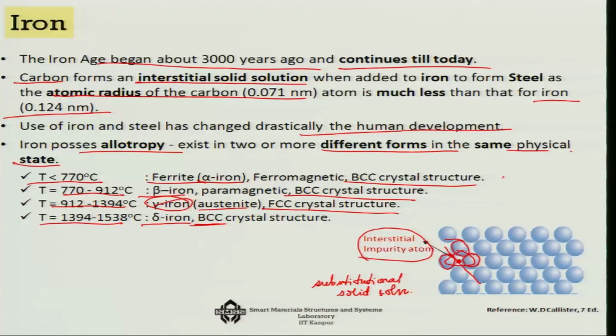So, where are we? We start from BCC. Again, at a higher temperature we have BCC, but ferromagnetic to paramagnetic. Then from BCC we go to FCC, and at an even higher temperature we go to BCC. That is how the alpha, beta, gamma, delta iron phases and the allotropies of iron are actually distributed.